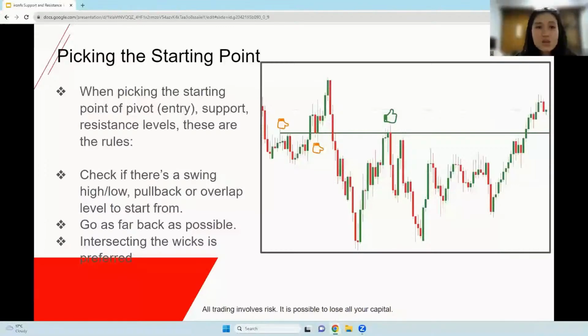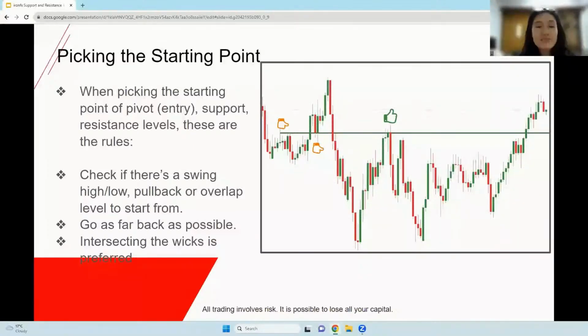Firstly, we want to check if there is a swing high or low, and we've gone through those in the previous slides. We also want to look for pullback or overlap levels. If you are wondering what exactly those are, I'll get into those in the coming slides.